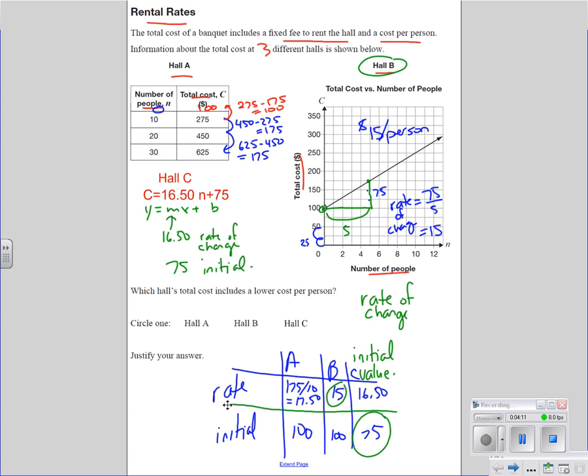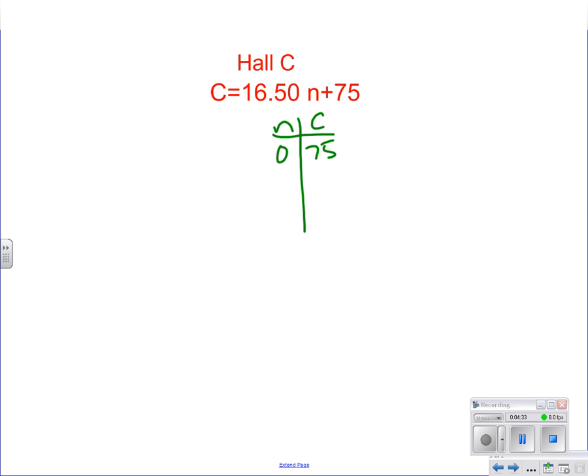What I'd like to do is actually create a graph with all 3 of these relationships so I can see how they compare. So in order to do that, I'm going to use a table of values to figure out a couple of points for C. So I'm going to move over and create a table of values. So I know that the number of people controls the cost. So if I have 0 people, it's $75.